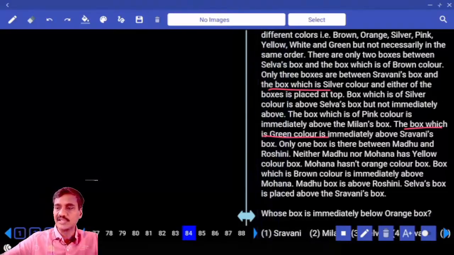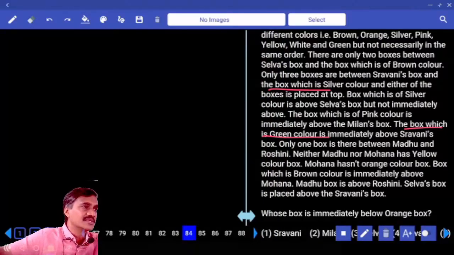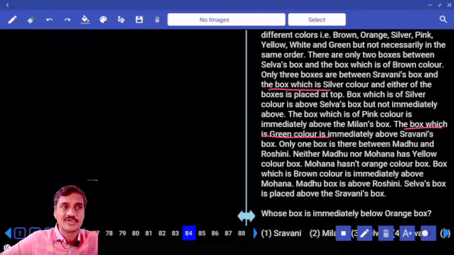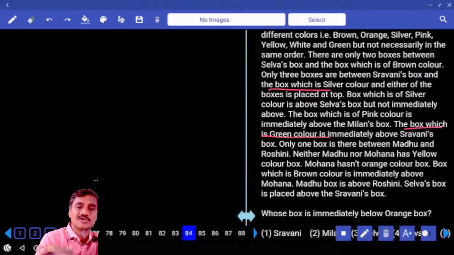The box which is green color is immediately above Shravani, and Shravani's box పైన గ్రీన్ కలర్ అయితే ఉంది. గ్రీన్ కలర్ ఉంది కాబట్టి Shravani cannot be at the top. As Shravani cannot be at the top, which box must be at the top? Silver color box must be at the top. అమ్మ ఫిక్స్ చేయొచ్చా లేదా? Now I am fixing silver color box here.